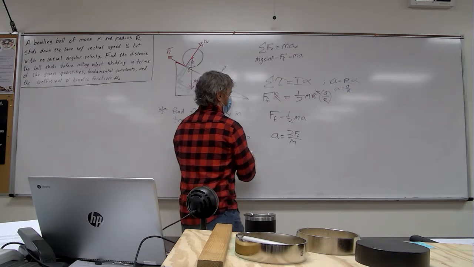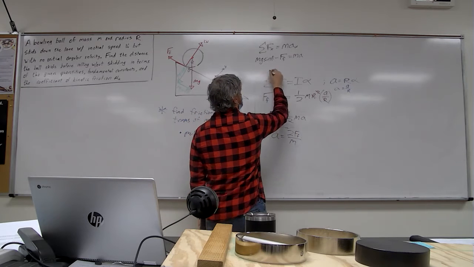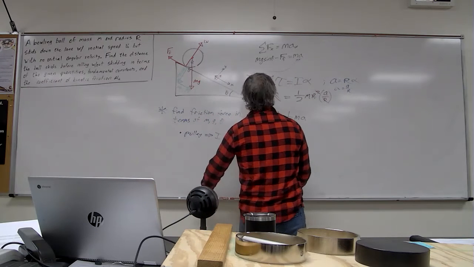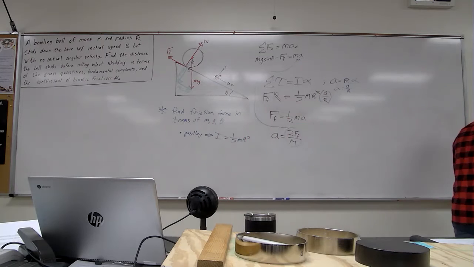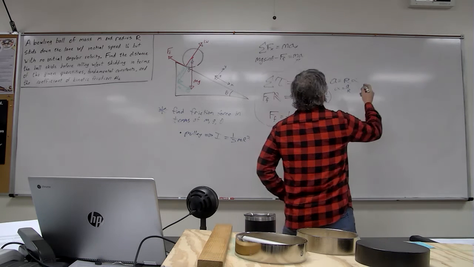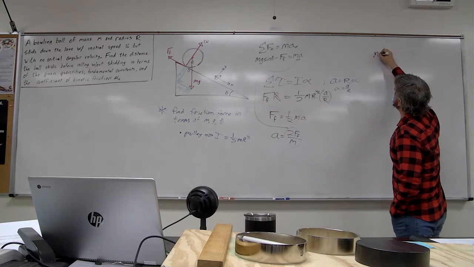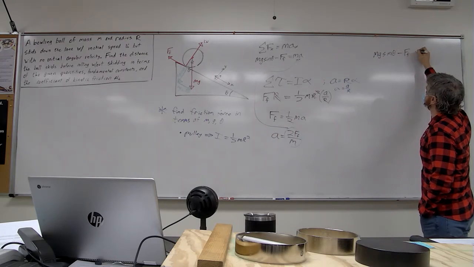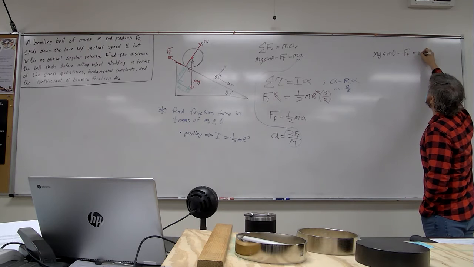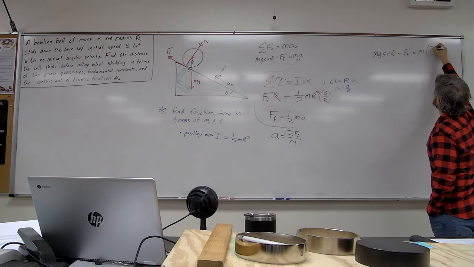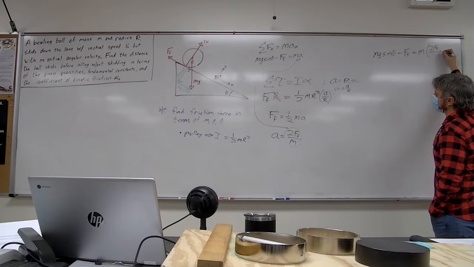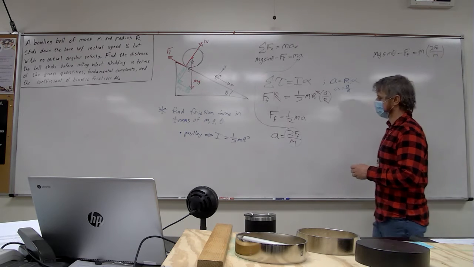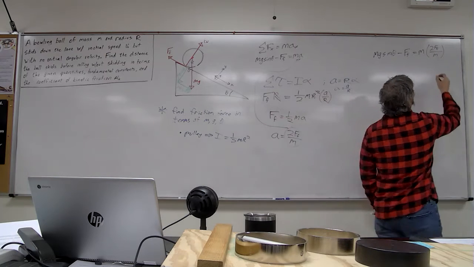So then I just plug that in for the acceleration here. So I get, when I plug that in, mg sine theta minus the friction force equals the mass times 2 times the friction force over the mass. So M cancels there. M cancels there, but not everyone brought mass to the party, right?